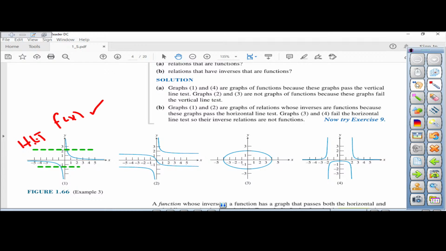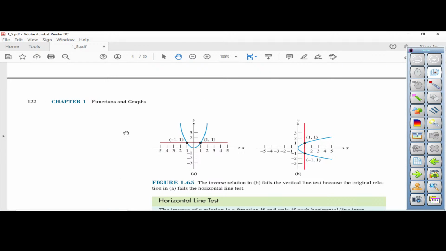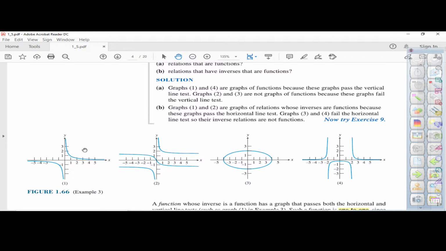The answer to this particular question is right above here. This was an example. This passes the vertical line test. It's a function. The inverse of it is not a function, but it does pass the vertical line test. Anyways, some of these here, for example number one and number four, do pass the vertical line test.